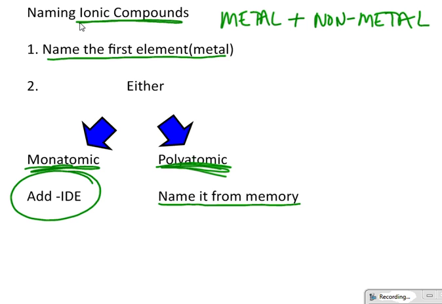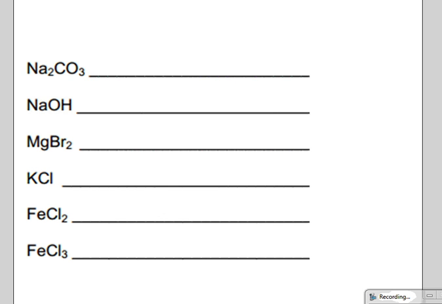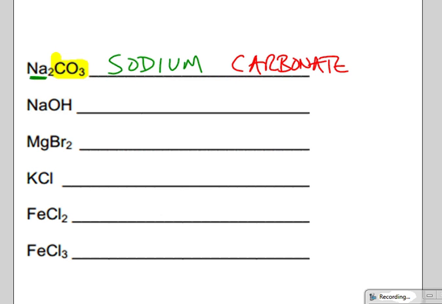So really, here are some examples. The first one right here, I know this is an ionic compound because sodium is a metal. So I just write the name, sodium. The real key is when I get here, I have to look and see whether this is poly or mono. In this case, carbonate, there are more than two elements to it, so it's not binary. It's carbonate, one of the ones you had to memorize. So this becomes sodium carbonate. I just name it from memory. So I see that's a polyatomic ion.